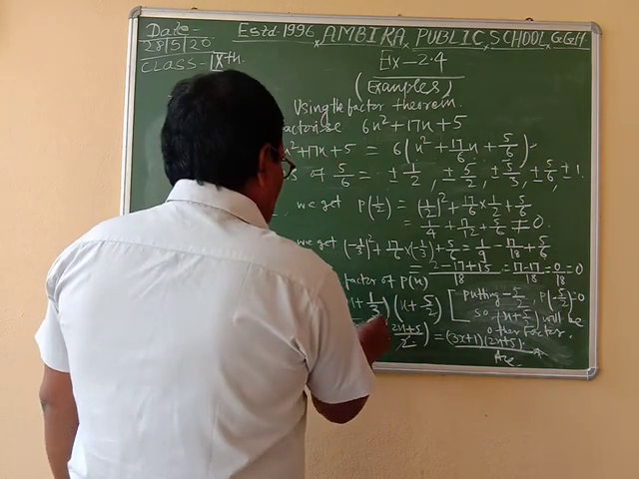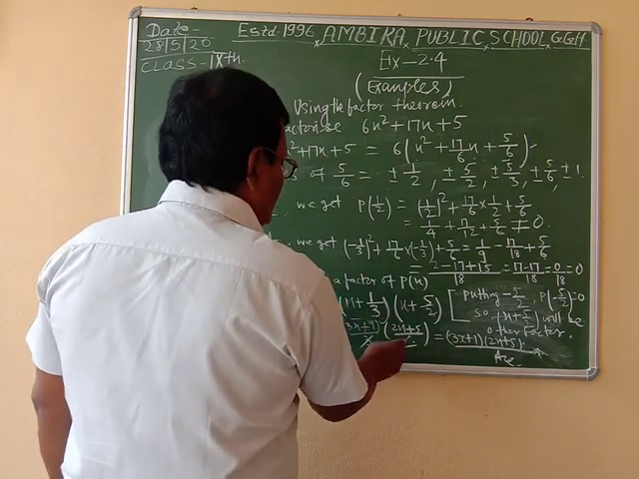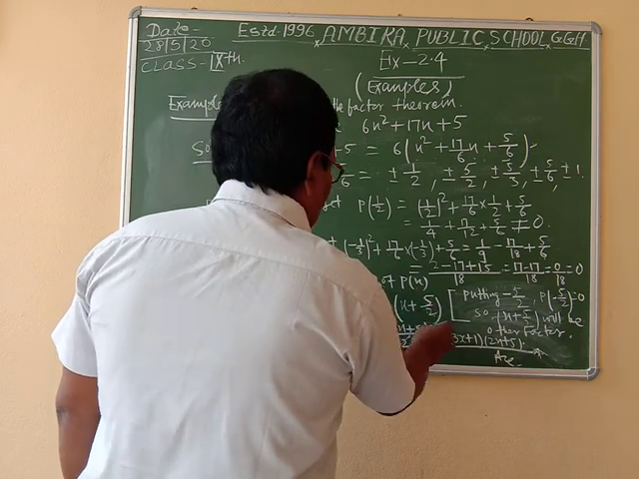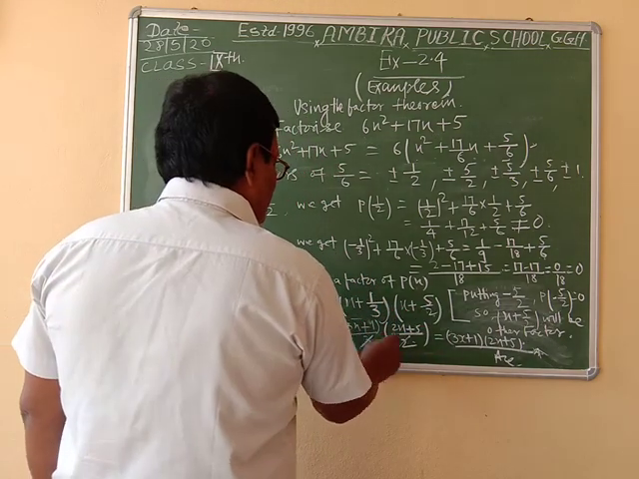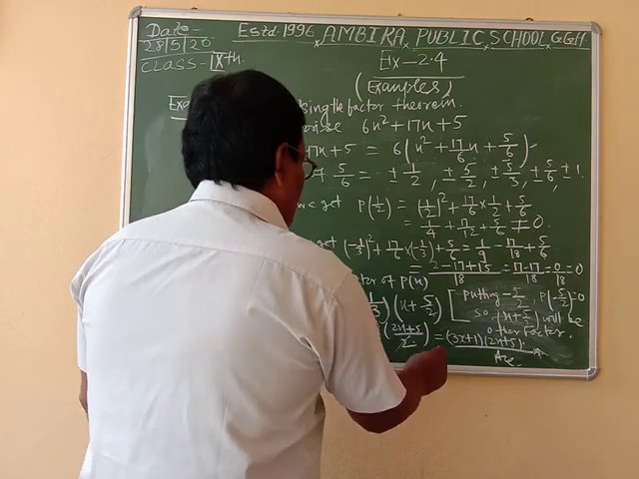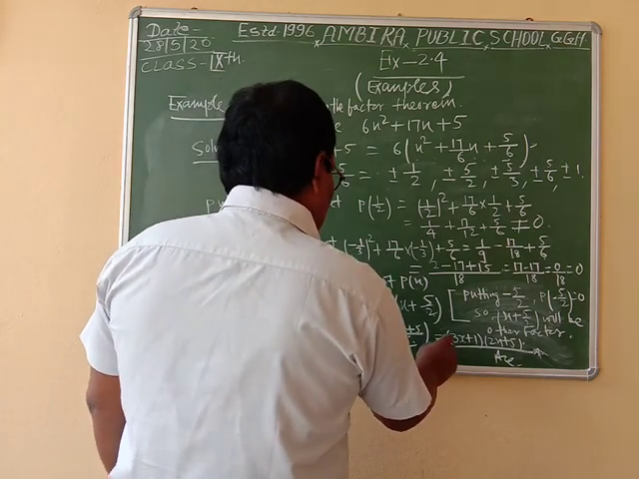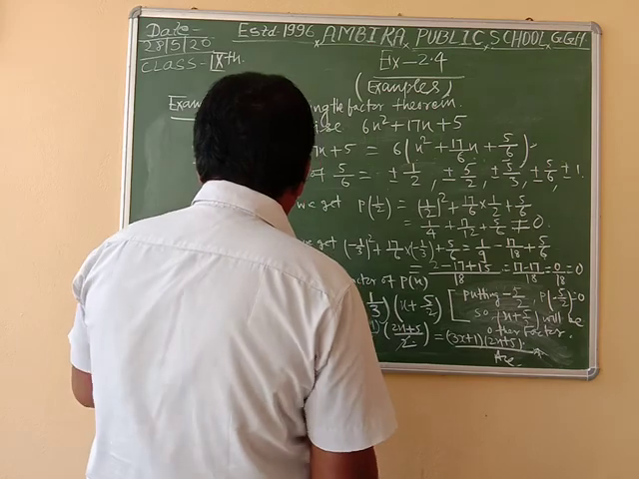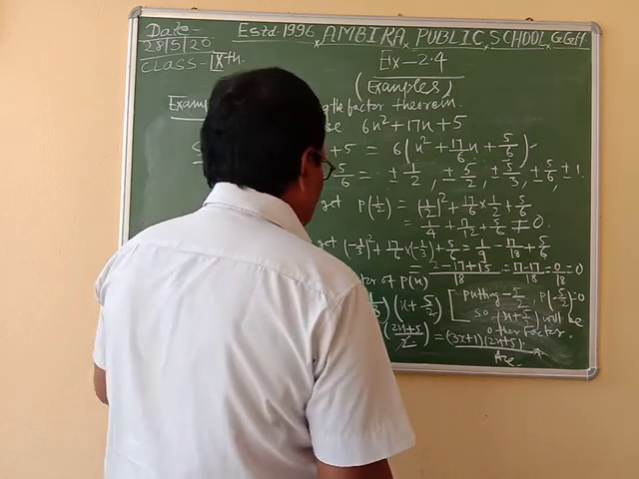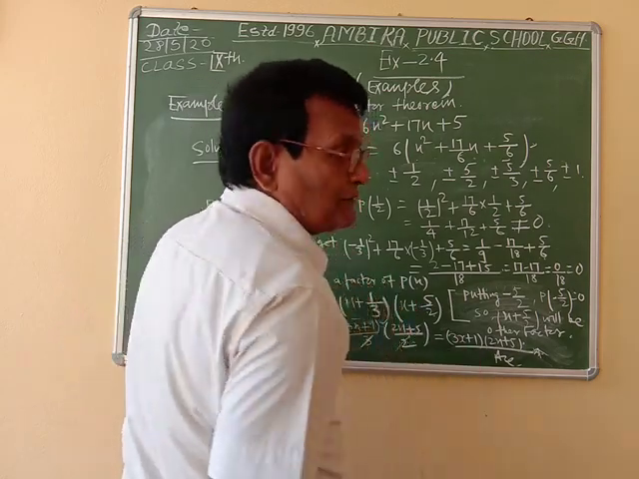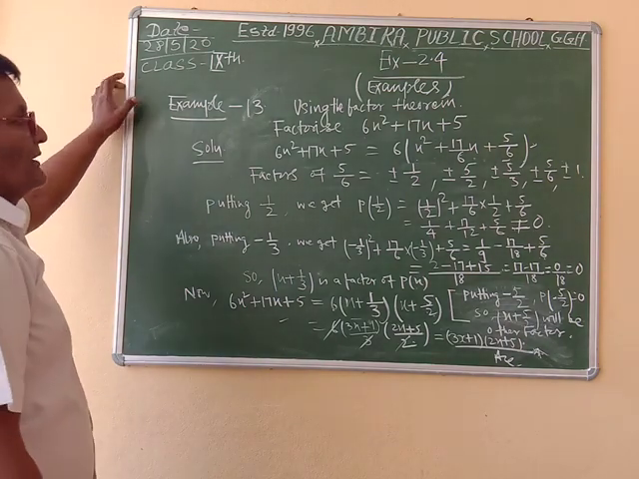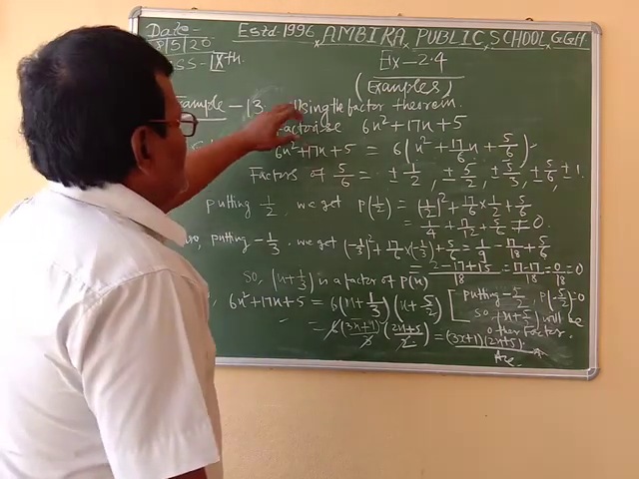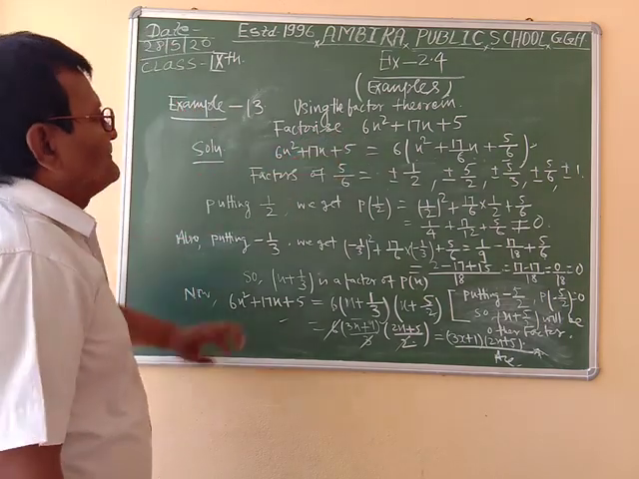And adding, we get 6 into x plus 1 by 3 into x plus 5 by 2. 3 into 2 is 6, so 6 will be cancelled, and the factorization of 6x square plus 17x plus 5 will be 3x plus 1 and 2x plus 5. So using the factor theorem, you can factorize the given expression.